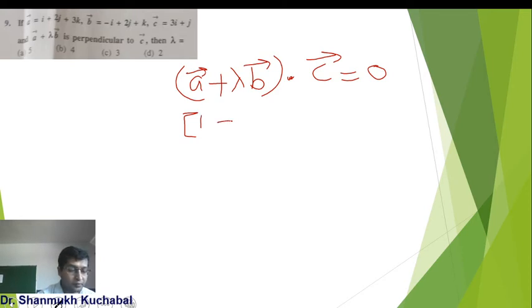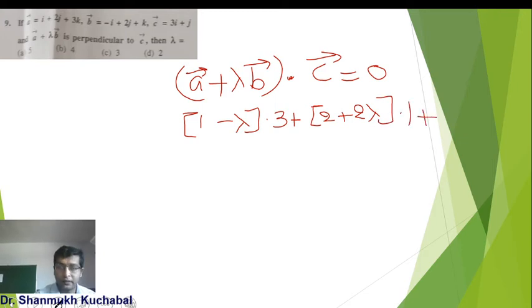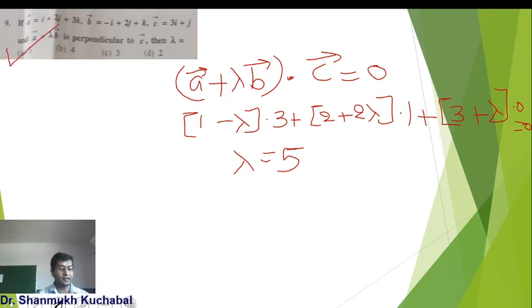So substitute and simplify: 1 minus lambda times 3, plus 2 plus 2 lambda times 1, plus 3 plus lambda times 0, equal to 0. If we simplify, we get the lambda value as 5. Therefore, clearly option A is the right answer. Everyone take a screenshot of this. Okay, fine, we'll move to our next example.